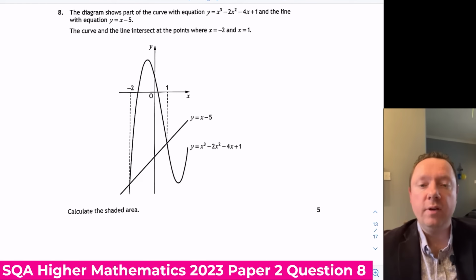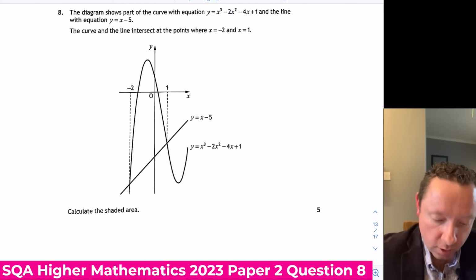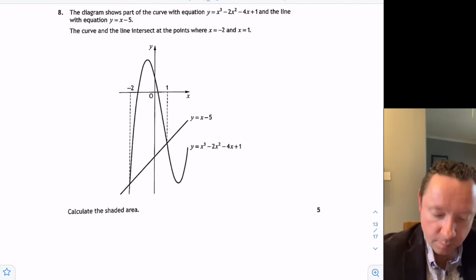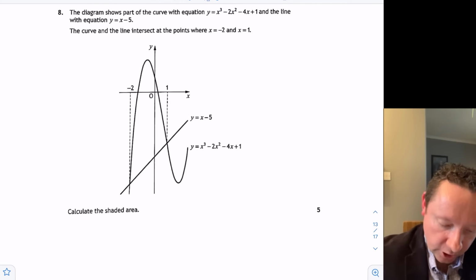SQA Higher Maths 2023 Paper 2, Question 8. The diagram shows the curve x cubed minus 2x squared minus 4x plus 1, and the line y equals x minus 5, which intersect at minus 2 and 1. Calculate the shaded area. Now you can't see the shaded area in this question because of the way it's scanned, but it was the bit in between here.